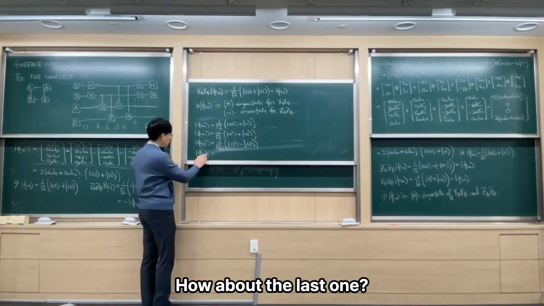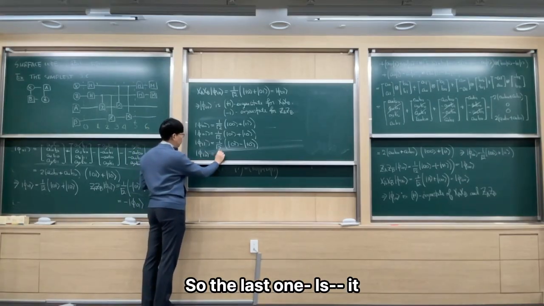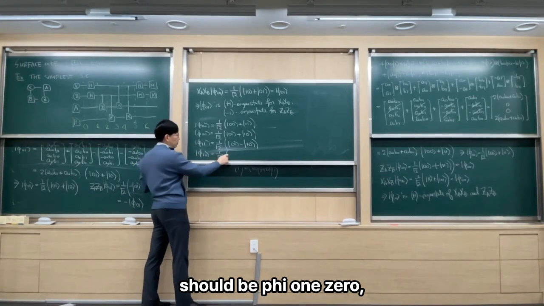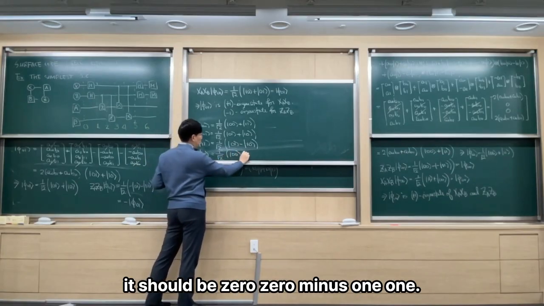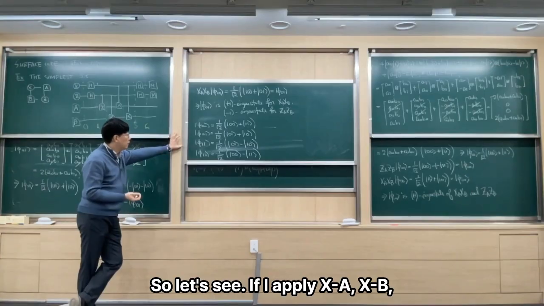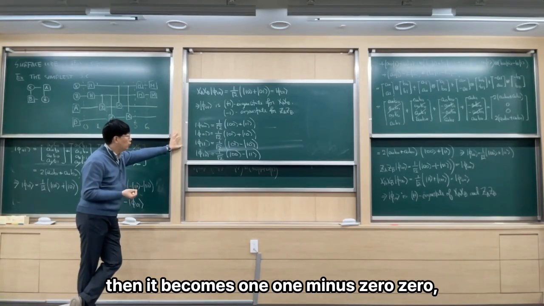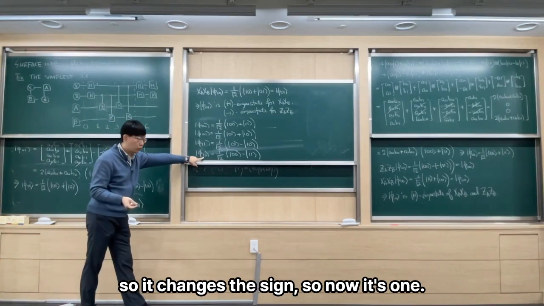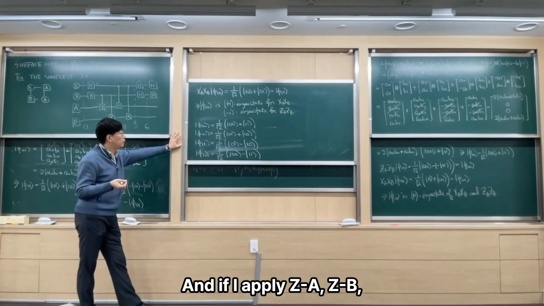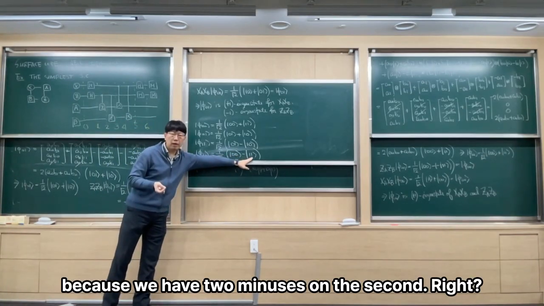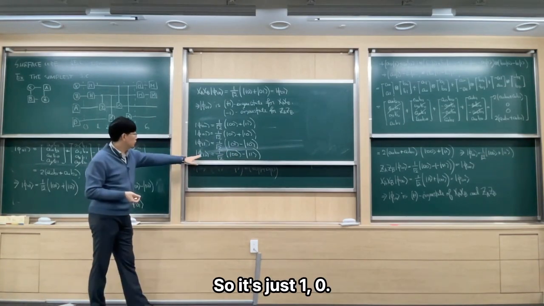How about the last one? It should be 0, 0 minus 1, 1. So let's see. If I apply XA, XB, then it becomes 1, 1 minus 0, 0. So it changes the sign. And if I apply ZA, ZB, then it's still the same thing because we have 2 minuses on the second, right? So it's 1, 0.